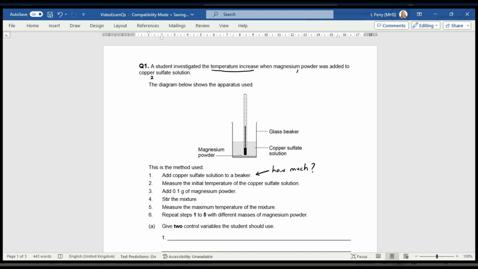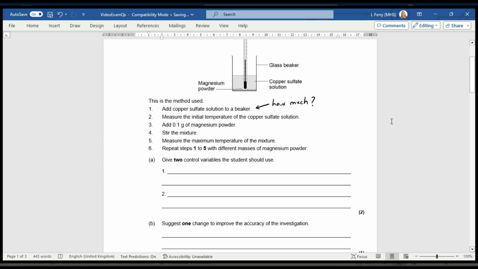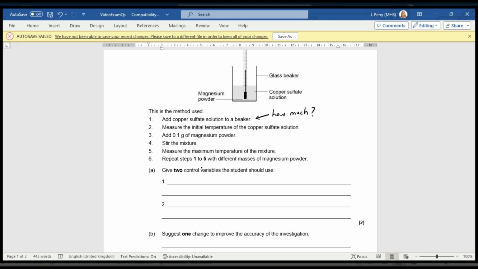And our first question is, give 2 control variables the student should use. So I need to know what a control variable is. So a control variable is some of the things in the experiment that I keep the same to make it fair. So that's the background knowledge I need to answer this question. So then I've got, well, what are they keeping the same? Well, they're going to be using different masses of magnesium powder, so it's not that. They're going to be measuring the maximum temperature. That's probably going to change. That's why they're measuring it. So it's not that.